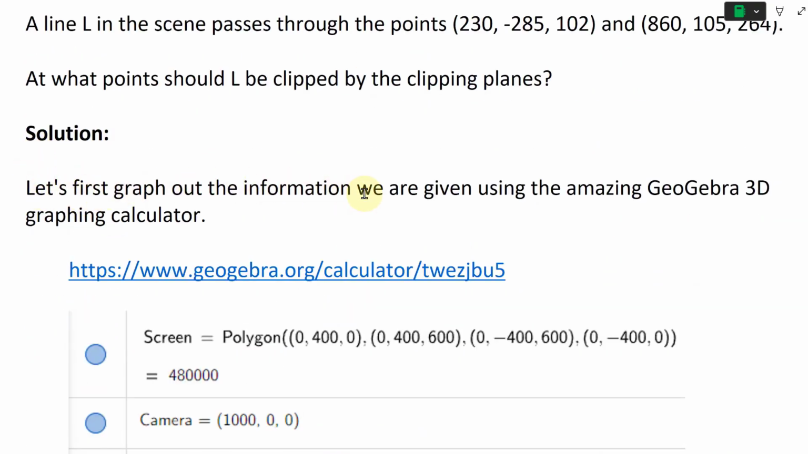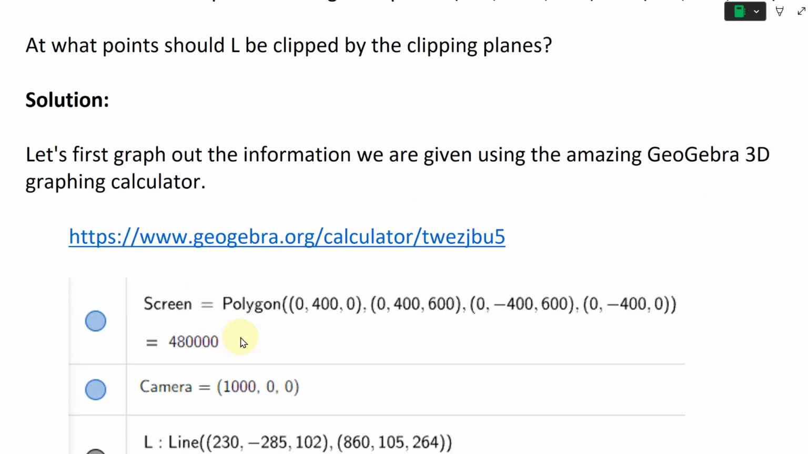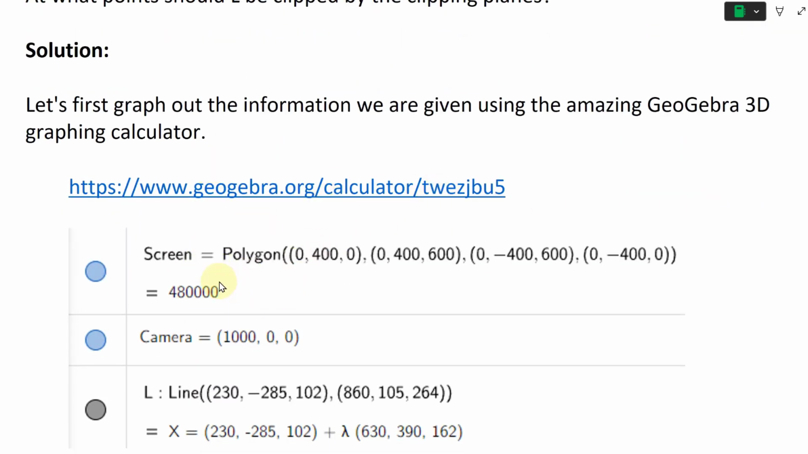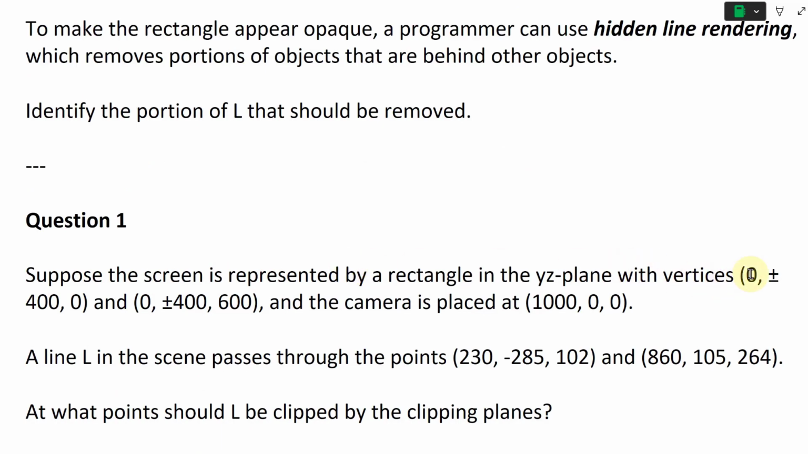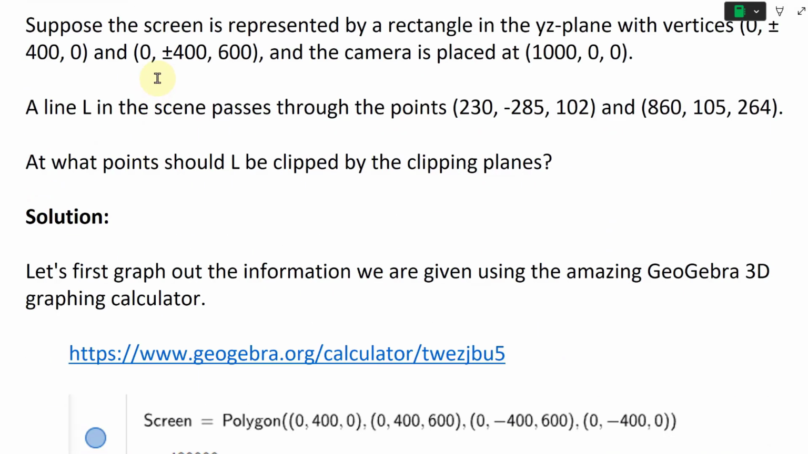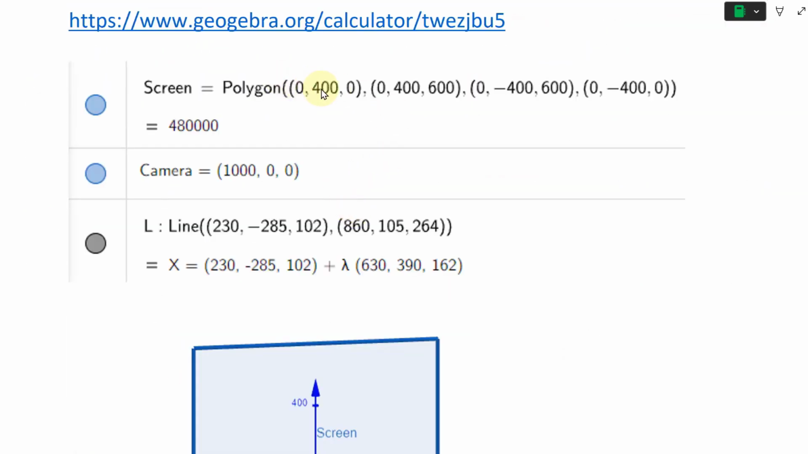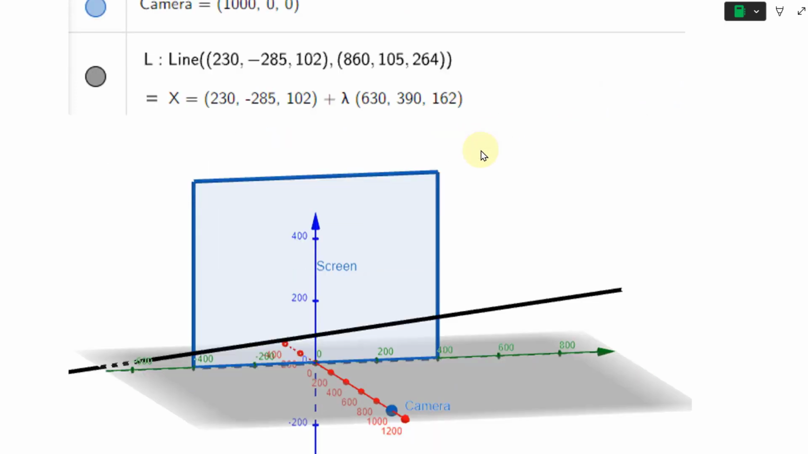Let's first graph out the information we are given using the amazing GeoGebra 3D graphing calculator. If you click the calculator, there's a link, and you can play around with it. You can type polygon and then put in the 4 coordinates of the screen that we're given: (0, 400, 0), (0, 400, 600), (0, -400, 600), then (0, -400, 0). So that's the screen. If you just write polygon in there, you get a rectangle.